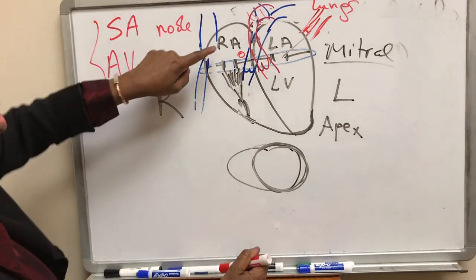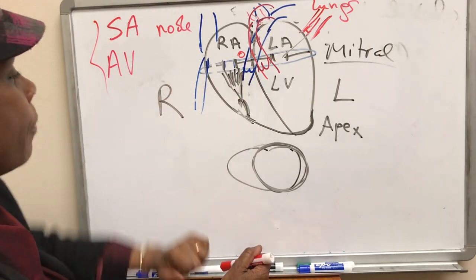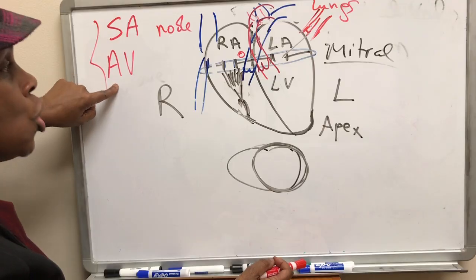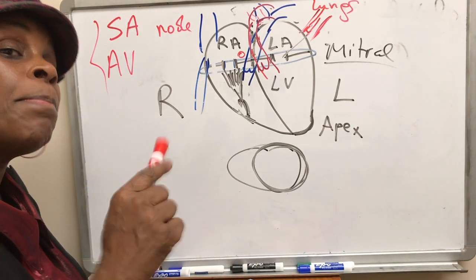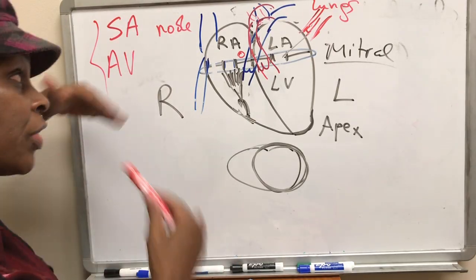So we have right atrium, left atrium, right ventricle, left ventricle, right? And then don't forget about the SA node and the AV node. They're gonna be the pacemakers of the heart. We're gonna talk about them in the next video to explain what they do for the heart, okay?